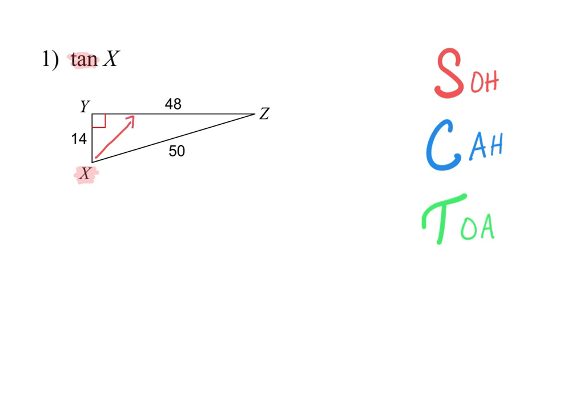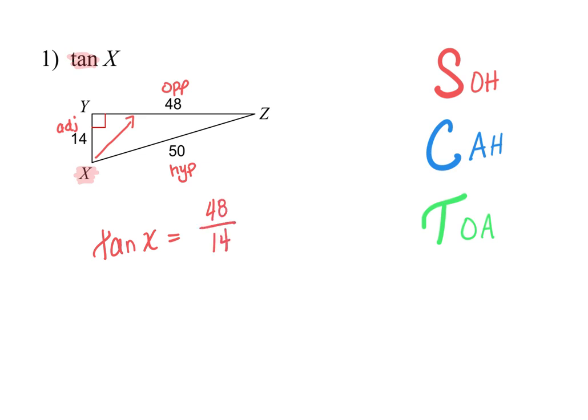So opposite is the one that is across from that angle. Adjacent is the one that is part of the angle, not including the hypotenuse. So hypotenuse is always opposite of your right angle. And so when it asks for the exact trig function, it is saying the tangent of X is going to be a fraction. Opposite, which is 48, over adjacent, which is 14.